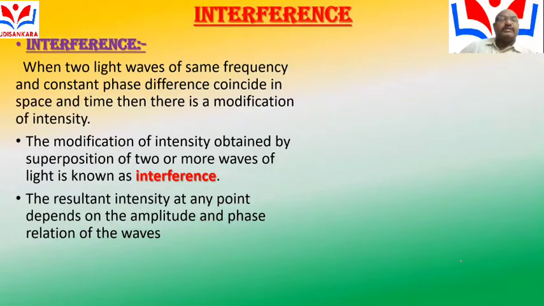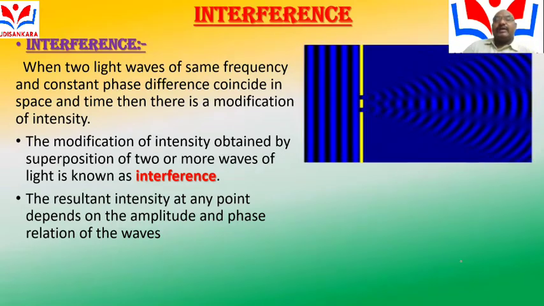What is interference? When two or more coherent light rays travel in the same direction, with the same frequency and constant phase difference, and coincide in space and time, there is a modification of the intensity. The modification of the intensity due to the superposition of two or more waves of light is known as interference. The resultant intensity at a point depends on the amplitude and phase relation of the waves.